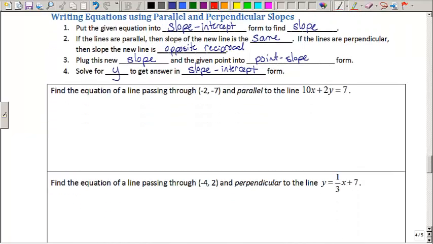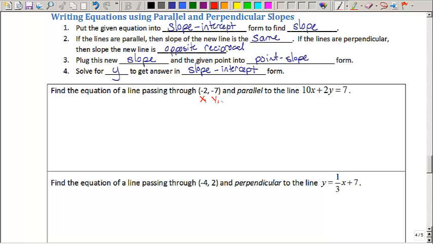Our first problem asks us to find the equation of a line passing through (-2, -7) and parallel to the line 10x plus 2y equals 7. Well, my point will be my x1, y1, so I already have half the information I need. The only other information I don't have is my slope.